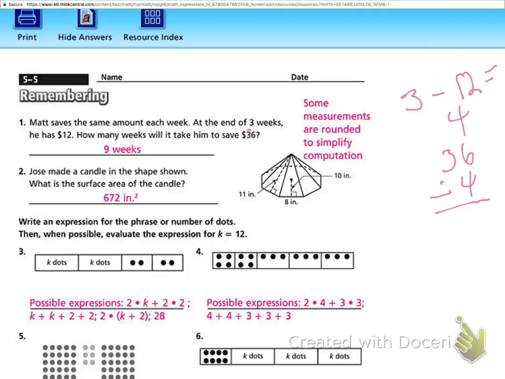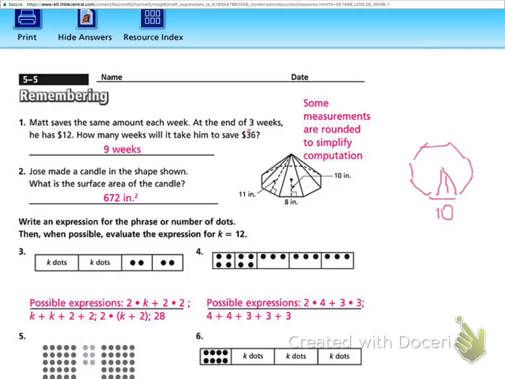Okay. For number 2, Jose made a candle in the shape shown. What is the surface area of the candle? This is, again, one of those things where you're just looking to take the whole thing apart. It's an octagon. So basically, what you need to do is figure out that triangle, right?